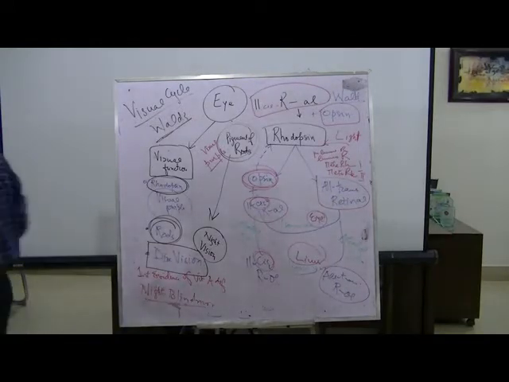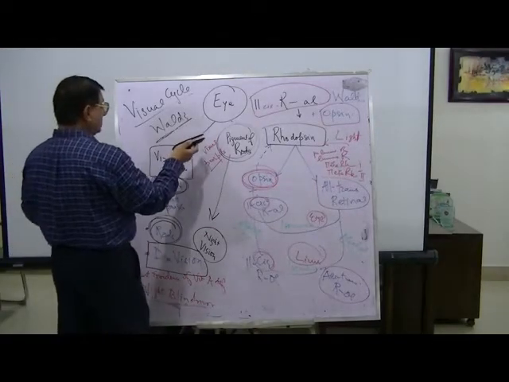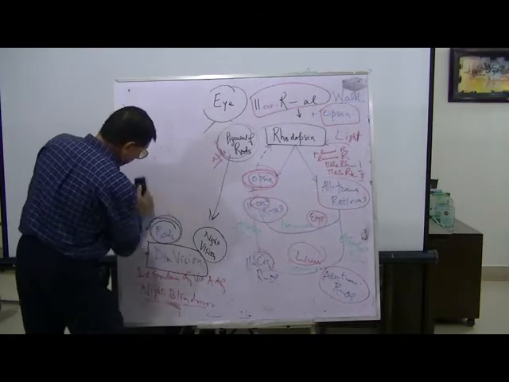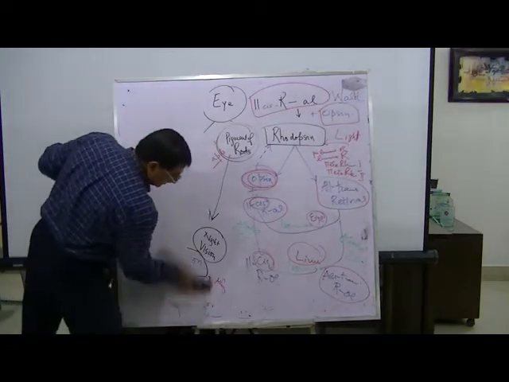Now we are talking about, this was about Wald's visual cycle. Now I am going to talk about the epithelial changes in the eye.